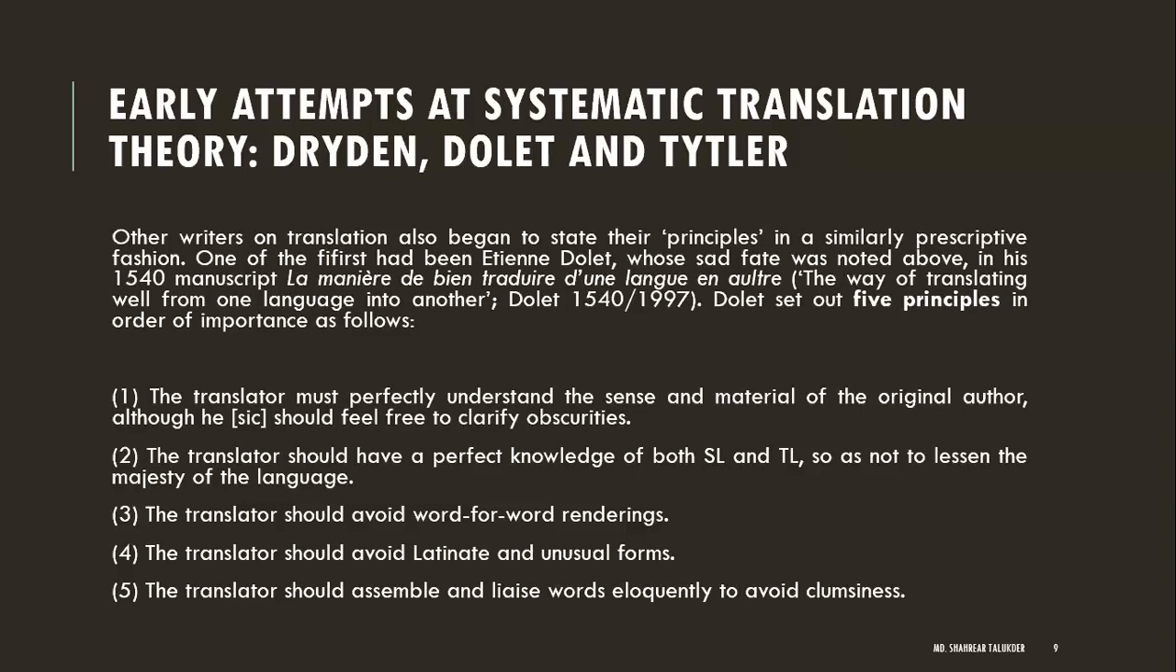The translator must perfectly understand the sense and material of the original author. The translator should have a perfect knowledge of both source language and target language. The translator should avoid word-for-word renderings. The translator should avoid Latinate and unusual forms. The translator should assemble and liaise words eloquently to avoid clumsiness. So these are the five principles we have got so far: if you really want to be a translator, you can take these five principles, keep them in your mind, and try to translate accordingly.